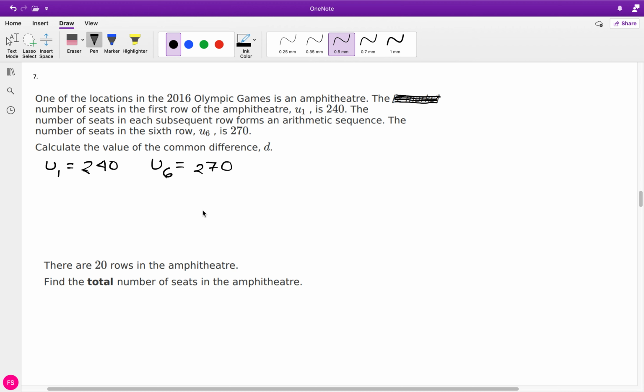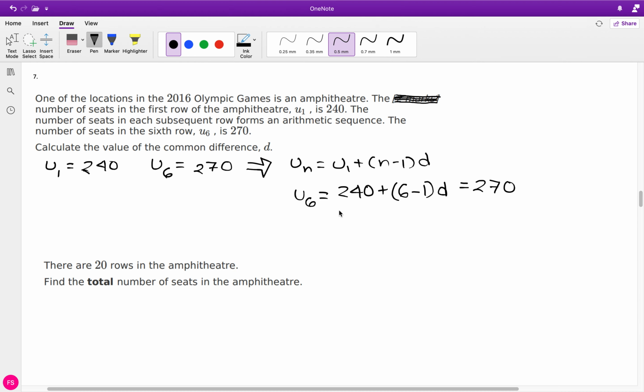I do know the first term, so I need to find the common difference. Now that we know the sixth term, we can easily use the equation for the nth term to get the common difference. We know already that un equals u1 plus n minus 1 times d. In this case, I have the sixth term, so this equals u1, which is 240, plus n, the number of terms, that is 6, minus 1, times the common difference, which is what I need to find. But I also know that this equals 270. So let me just solve this equation.